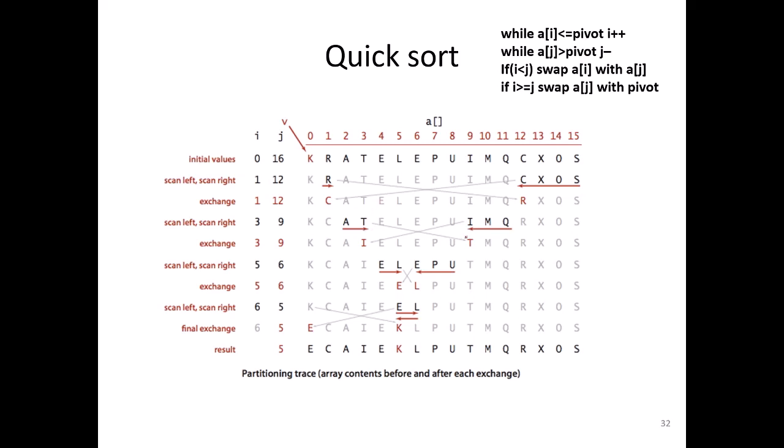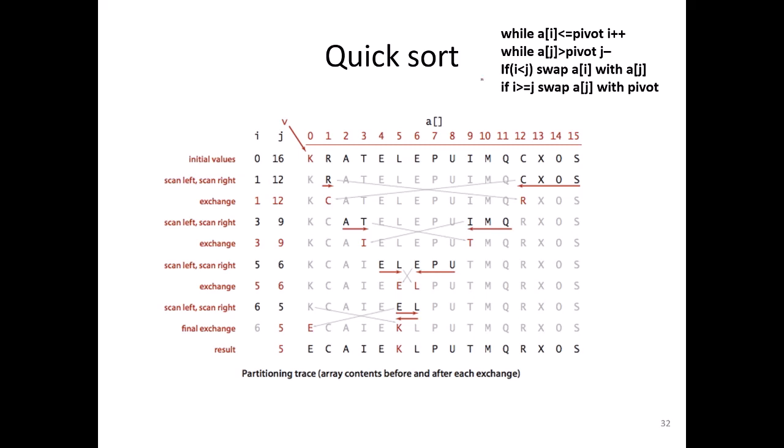So t and I are swapped. You will get I here and t here. Now I points to I and j points to t. Now this I value is compared with k. I is less than k, so just increment it. It is compared with e. E is less than k, just increment it. Now it is compared with L. L is greater than k, so just stop it.